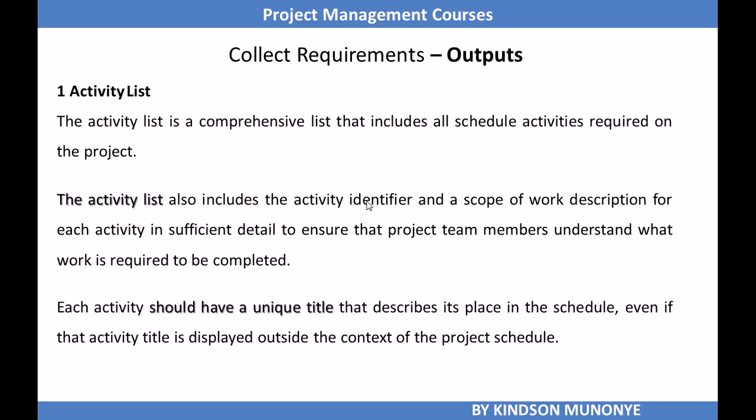The activity list is a comprehensive list that includes all scheduled activities required on the project. It also includes the activity identifier and a scope of work description for each activity in sufficient detail to ensure that project team members understand what work is required to be completed. Each activity should have a unique title that describes its place in the schedule, even if that activity title is displayed outside the context of the project schedule.